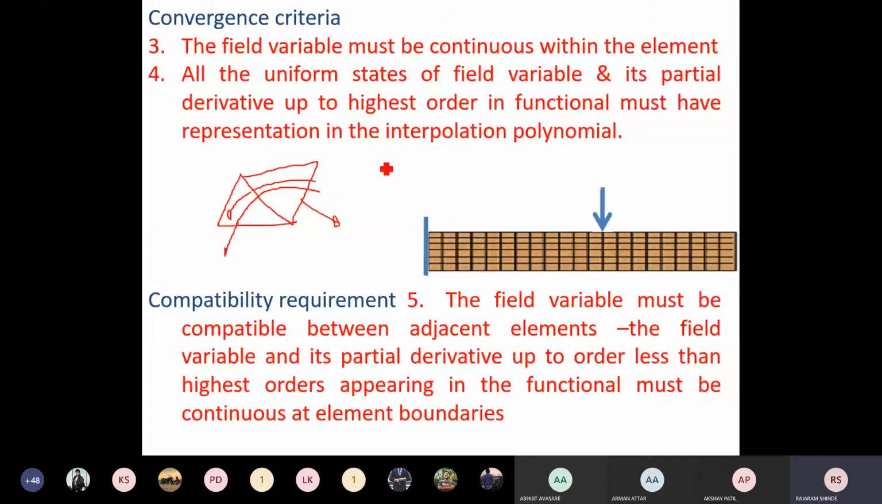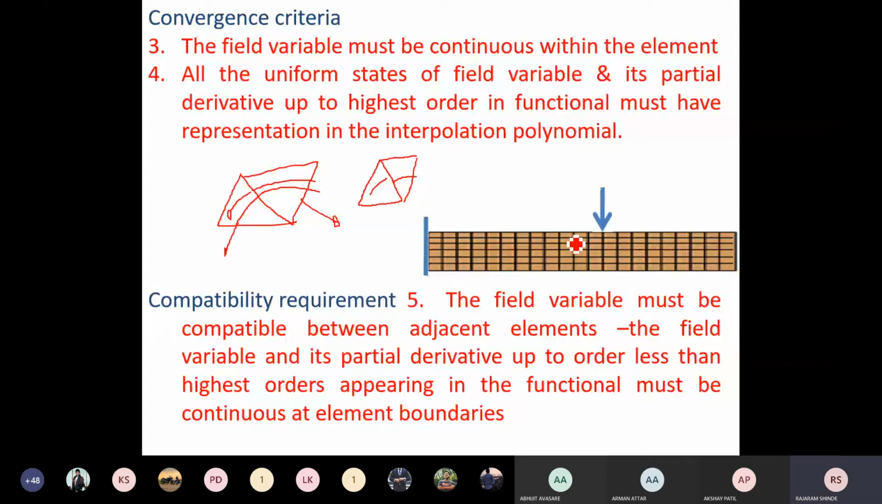Otherwise what will happen if there is no compatibility between the two elements, or between the interpolation polynomials of the two elements? You see here, this is the element and this is the interpolation polynomial here, and this is the interpolation polynomial here. Then it may show overlapping of the solution, or there may be a gap in the solution. You can understand here.